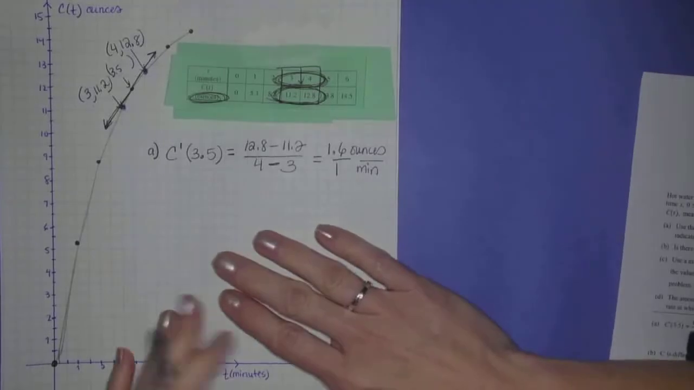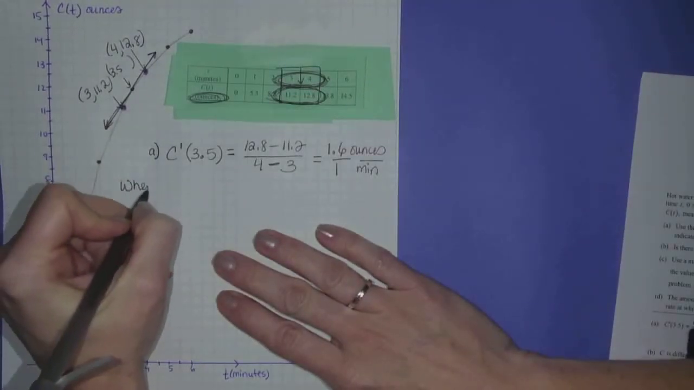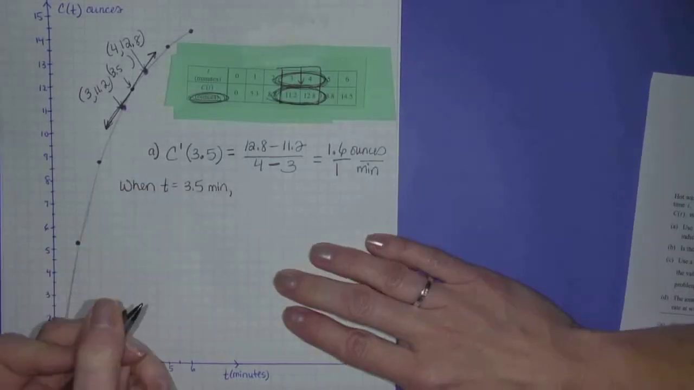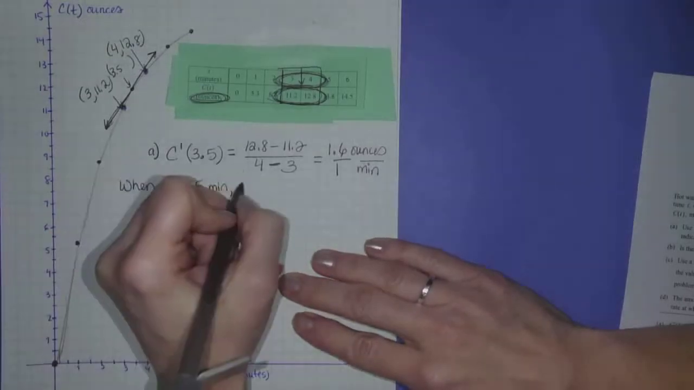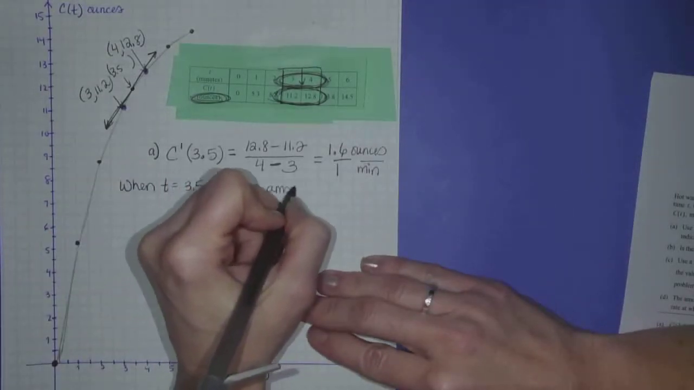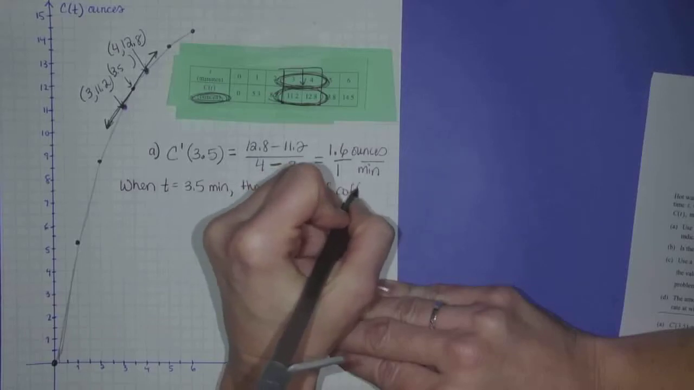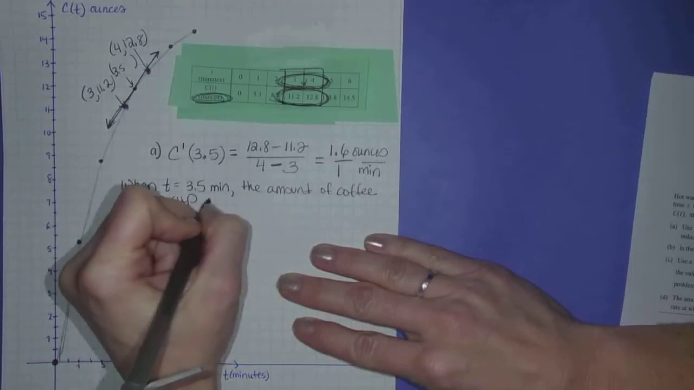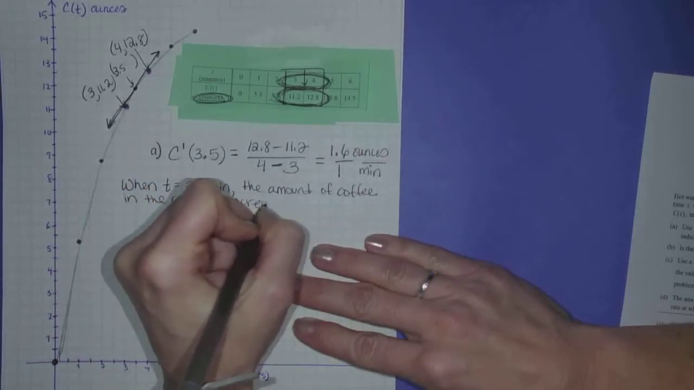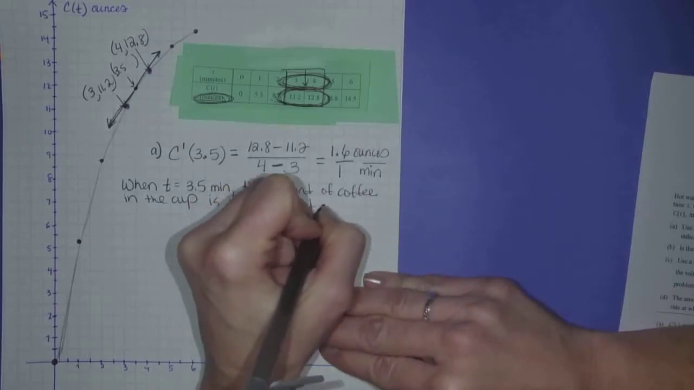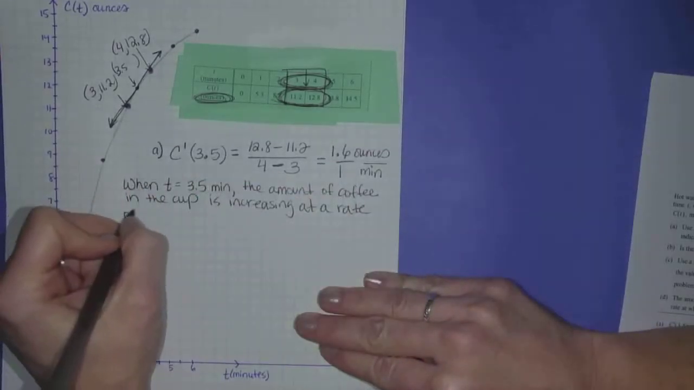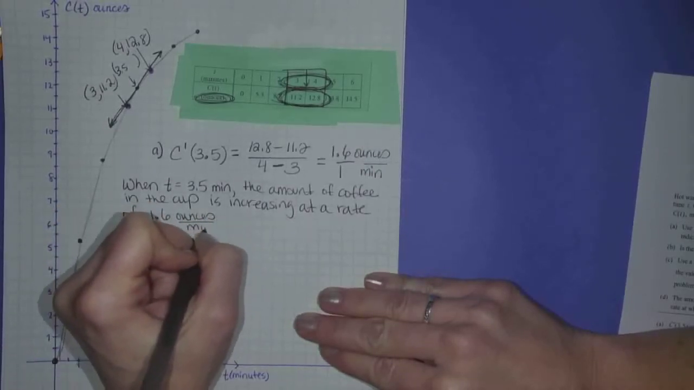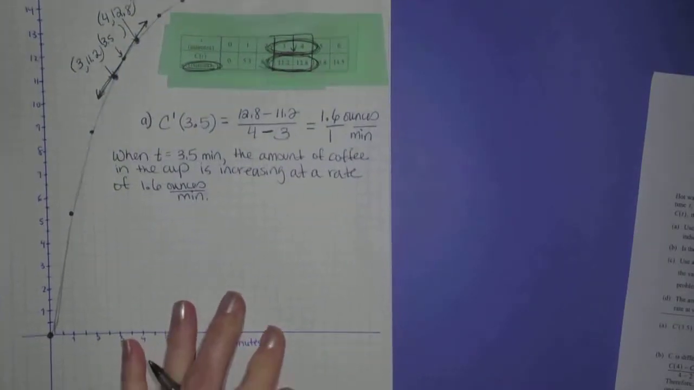So what I'm saying is this: when t equals 3.5 minutes, at that exact moment in time, the amount of coffee in the cup is increasing at a rate of 1.6 ounces per minute. I may have even given them more than they wanted there.